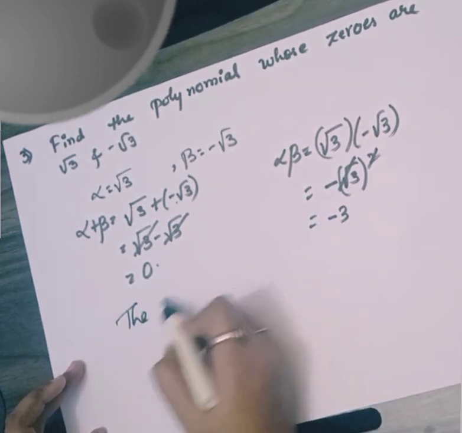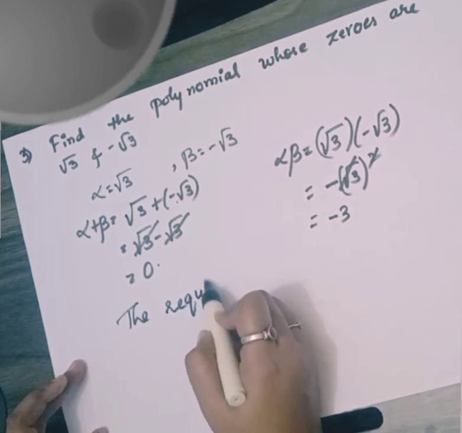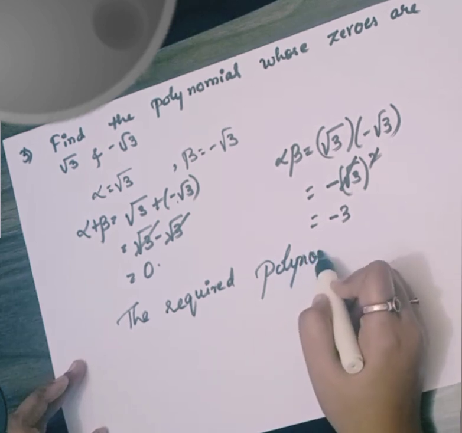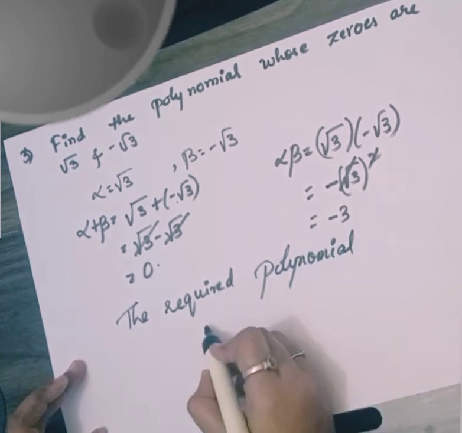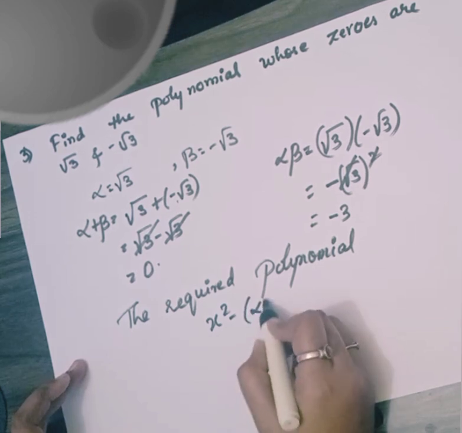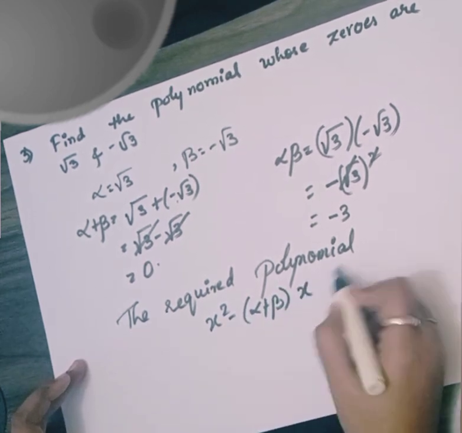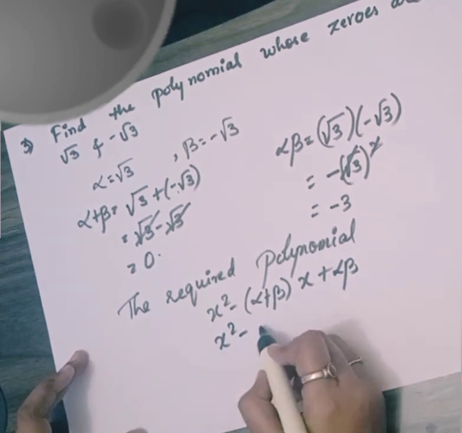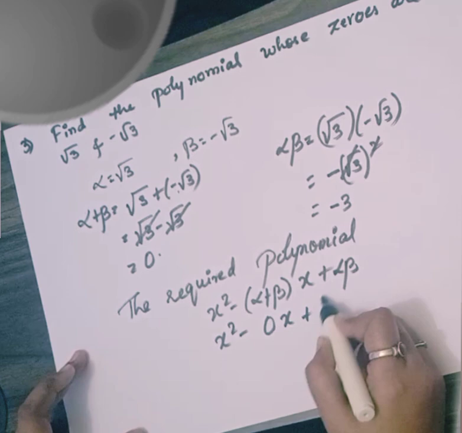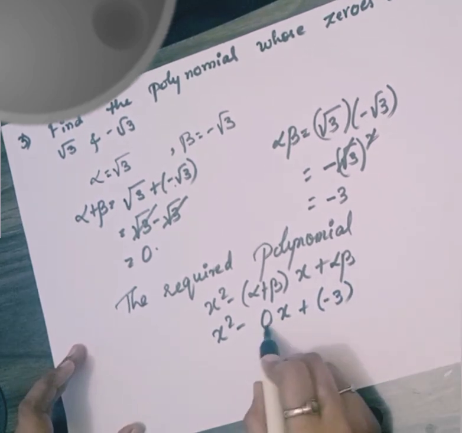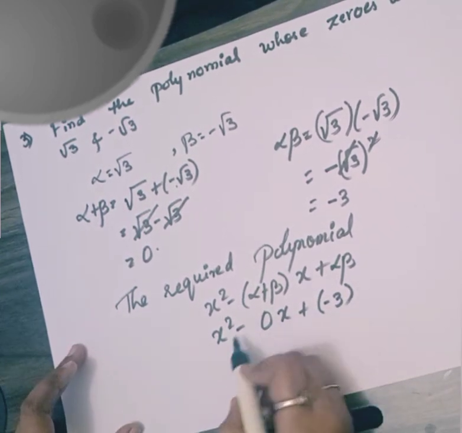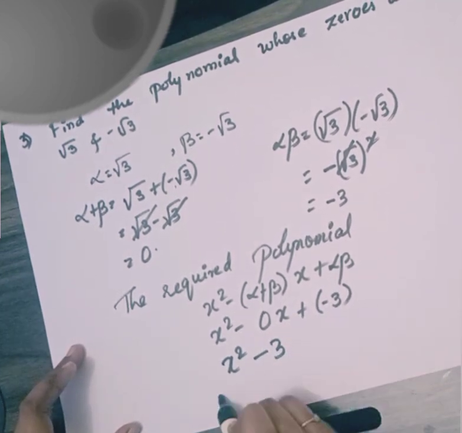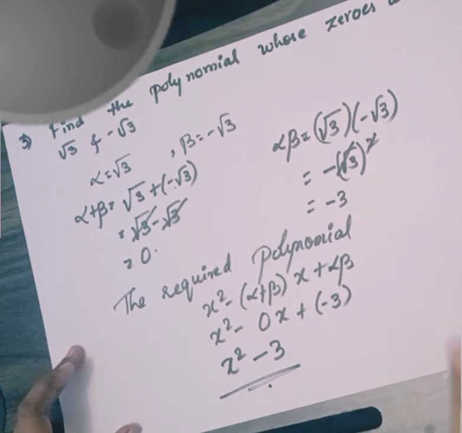Now the required polynomial, we already know the equation: x square minus alpha plus beta x plus alpha beta. We know the values, I substitute now. 0 into x plus minus 3. 0 with anything is 0 only. So you will get x square minus 3. This is the required polynomial.